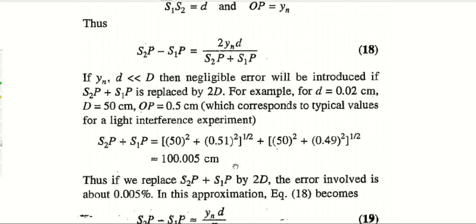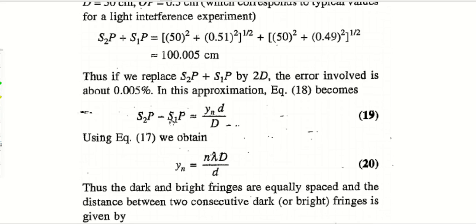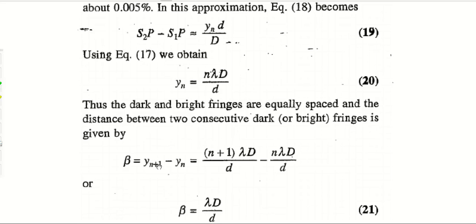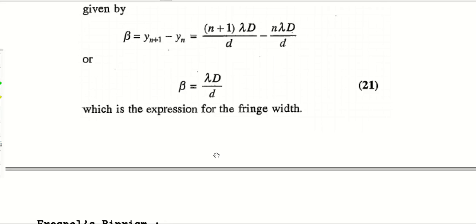So we lose some accuracy by an amount of 0.005 centimeter, or rather I can say 0.005% error will be in our calculation if we put S2P plus S1P as 2 capital D. So it is written here, and the equation is simplified like this, and S2P minus S1P we know is n lambda, so yn is n lambda capital D by small d, and the spacing between consecutive fringes, yn plus 1 minus yn, results in lambda D by d. You will get the same result of fringe width if you use the condition for destructive interference, that is, for the dark fringes.